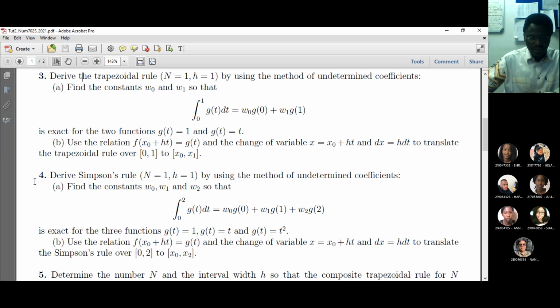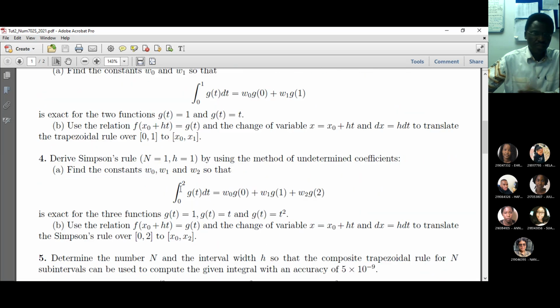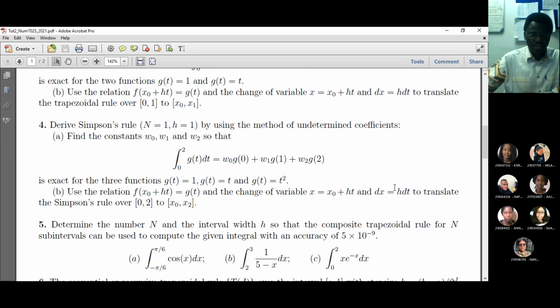Exercise 1.4 is similar to this one. The difference is that instead of trapezoidal rule, we are using Simpson's rule. The method of undetermined coefficients is exactly the same thing. We take g t equal to 1, then t, and finally t squared, and that is exact for this. We solve for the three coefficients, W0, W1, W2. And similarly, we use the change of variable to integrate.